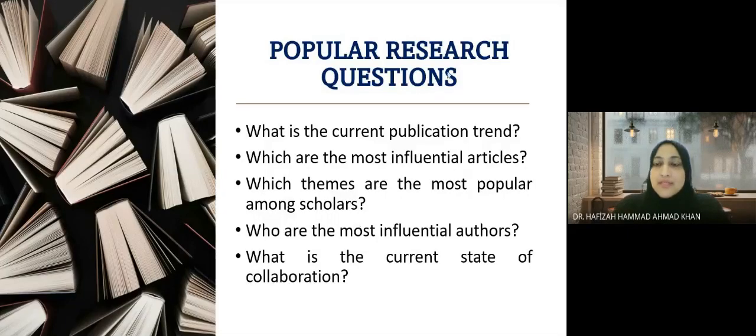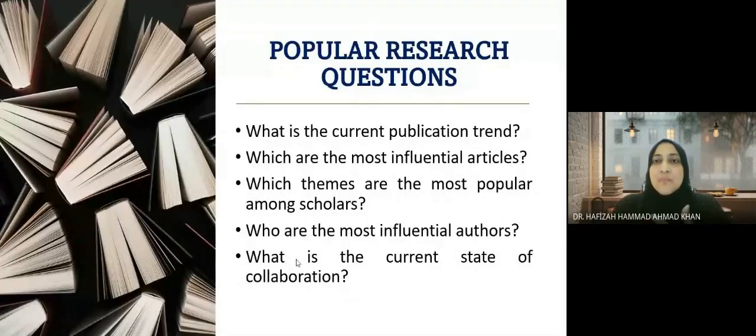So popular research questions related to this bibliometric analysis, among the questions that we can answer, are: what is the current publication trend? Which are the most influential articles? Which themes are the most popular among scholars? Who are the most influential authors? And what is the current state of collaboration, and some other questions.